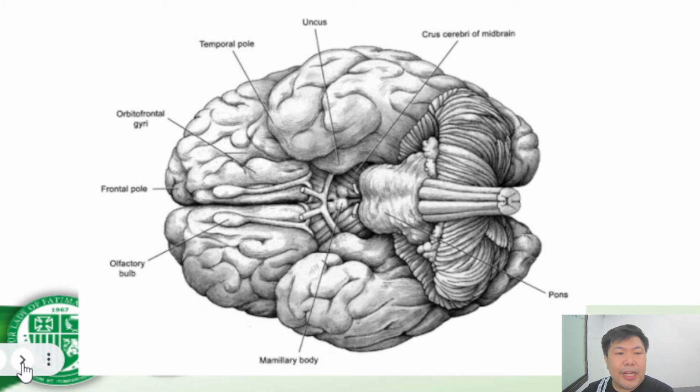So, i-orient ulit natin. We have here the anterior part, the posterior part. Right in the middle is your medial. And then, any structure near the medial is called median. No, pag malapit sa middle line, median. At pag malayo towards the outside or away from the midline, we call it lateral. So, itong mga structures on the sides, lateral na po ito. Alright?